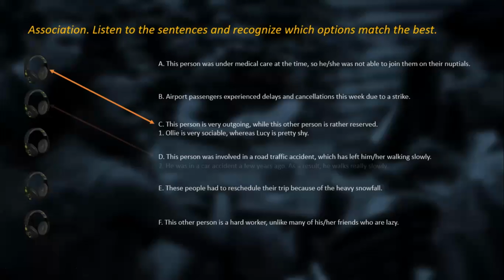Nadia works very hard, unlike most of her friends. For this one, the answer is F. This other person is a hard worker, unlike many of his or her friends who are lazy. For sure. Help me with the next one.